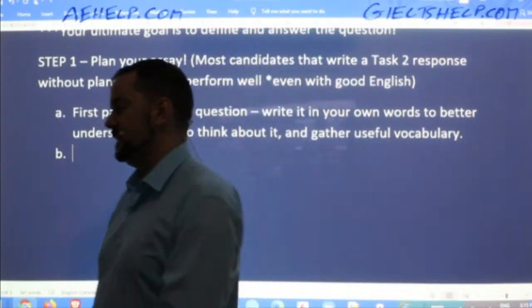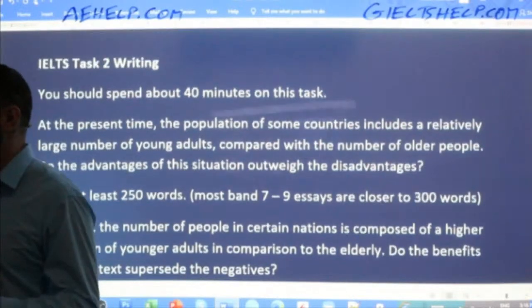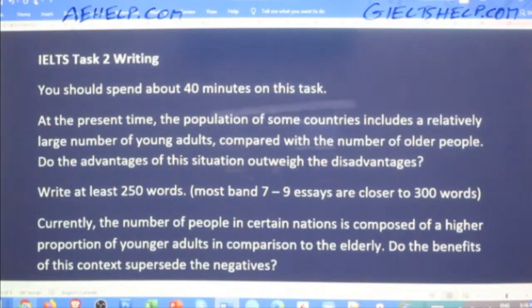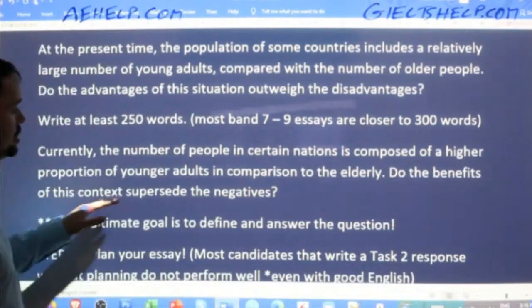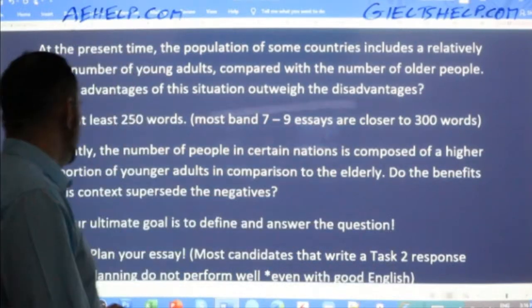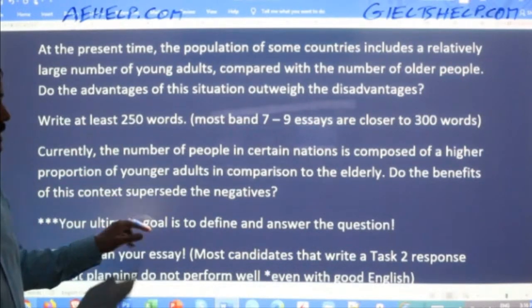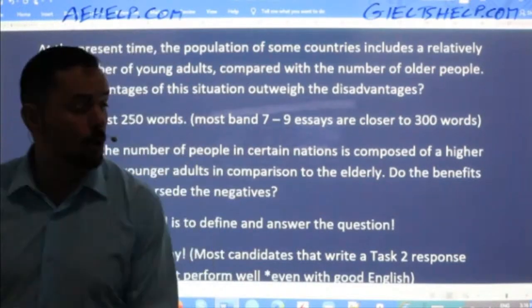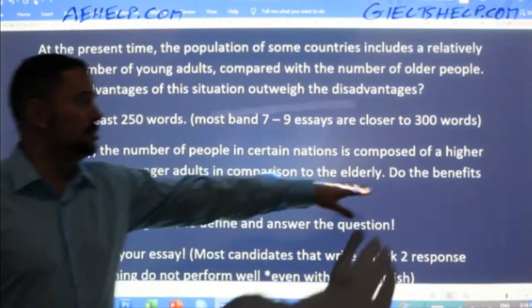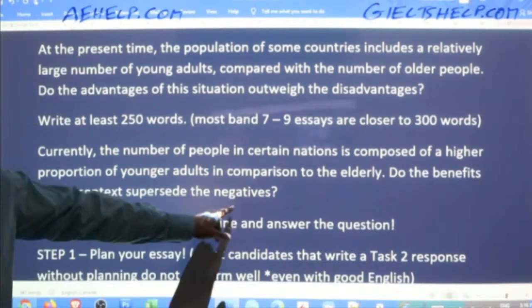But supersede here, in my paraphrase, works. Override doesn't. It's tricky, I know, but sometimes you can't paraphrase with some words, okay? So careful. Okay, so here's my paraphrase. Currently, the number of young people in certain nations is composed of a higher proportion of younger adults in comparison to the elderly. Do the benefits of this context supersede? So notice how I'm using supersede, Behlul, in this part of the question. Override, you could use that here. So you could say, do the benefits of this context override the negatives? Supersede, override, that's where you could use it.